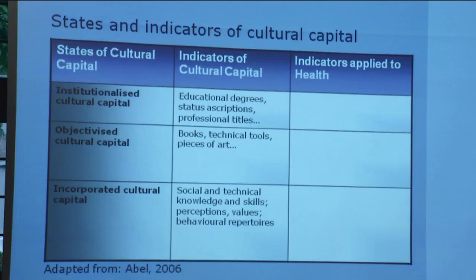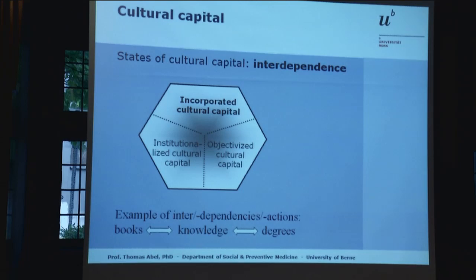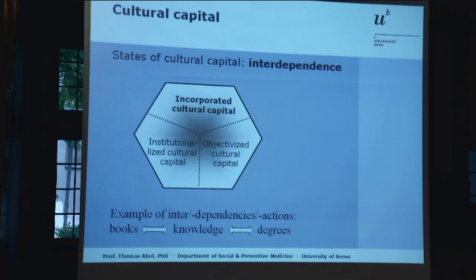A very important aspect in Bourdieu's capital theory is the interaction between different capitals, and also between the states of cultural capital. So these three actually interact all the time. I gave you this example with a book. For objectified cultural capital to work for you, you need incorporated capital. And for example, from incorporated cultural capital, you have this interaction to academic degrees. It's all these interplays that actually make it.